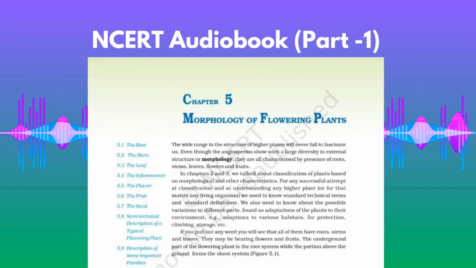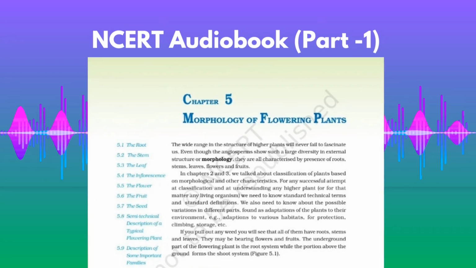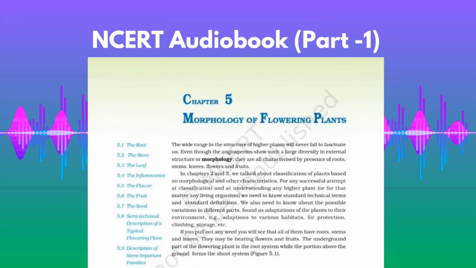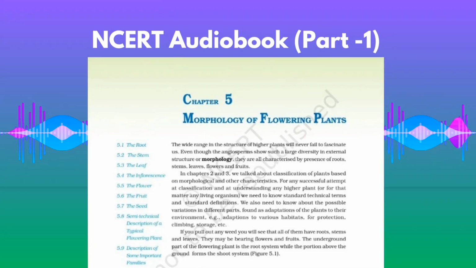If you pull out any weed, you will see that all of them have roots, stems, and leaves. They may be bearing flowers and fruits. The underground part of the flowering plant is the root system, while the portion above the ground forms the shoot system, figure 5.1. 5.1 The root. In the majority of dicotyledonous plants, the direct elongation of the radicle leads to the formation of the primary root, which grows inside the soil. It bears lateral roots of several orders that are referred to as secondary, tertiary, etc. roots. The primary root and its branches constitute the taproot system, as seen in the mustard plant, figure 5.2a. In monocotyledonous plants, the primary root is short-lived and is replaced by a large number of roots.